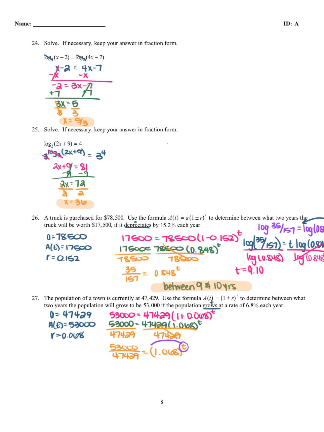We're going to move our t to the front of this once we take the log of both sides. So that's going to give us the log of 53,000 over 47,429 is equal to t times the log of 1.068. We're going to divide each side by the log of 1.068.